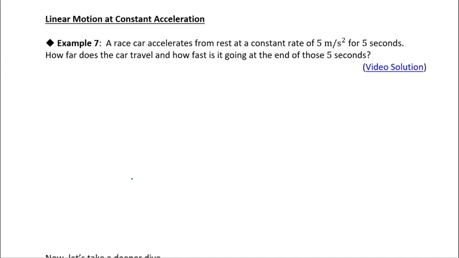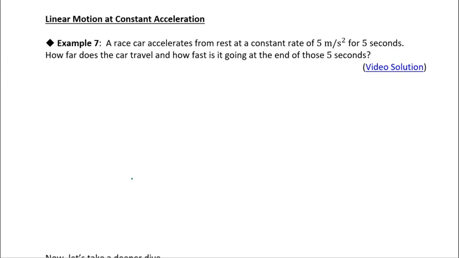Okay, so in this first example, we have a race car that accelerates from rest at a constant rate of 5 meters per second squared. It does this for 5 seconds. How far does the car travel, and how fast was it going at the end of the 5 seconds?